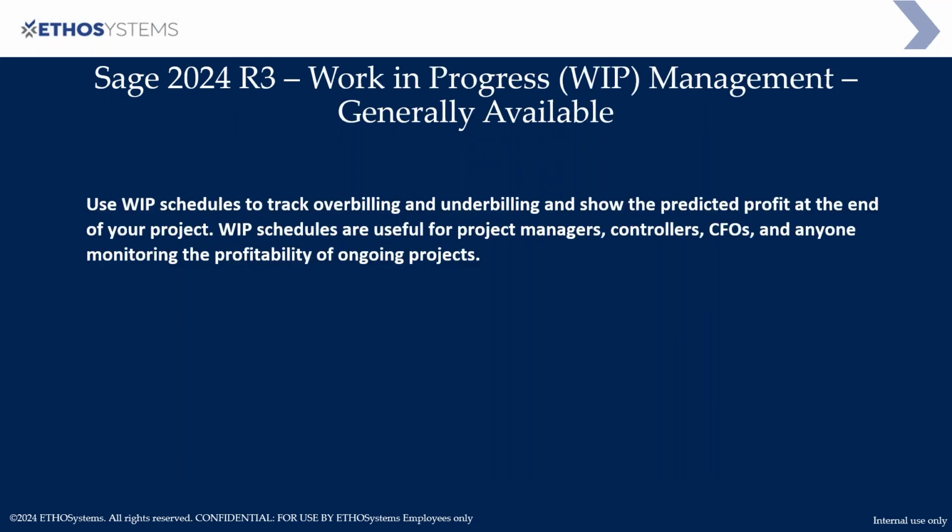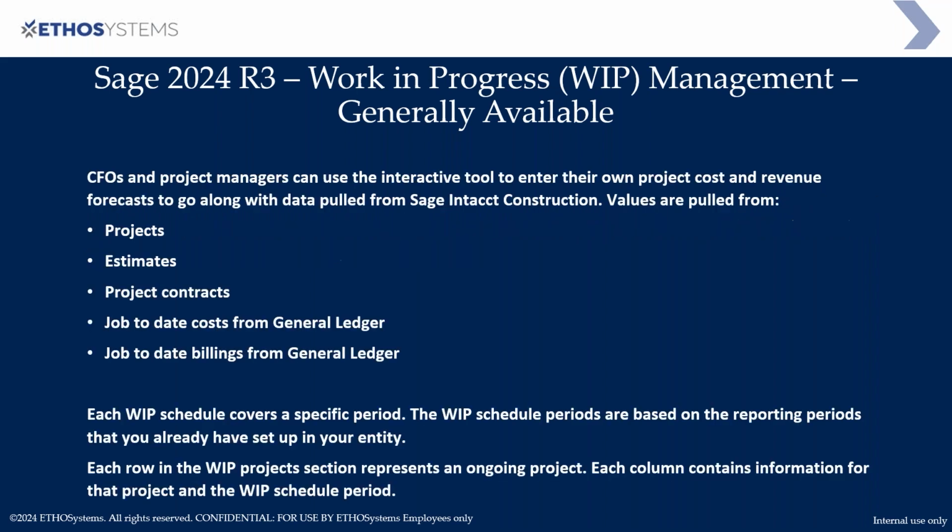The next thing I mentioned at the beginning of this PowerPoint presentation, or the beginning of this webinar, is that WIP management is now generally available. So what this basically means is that you can put in there to track your over and under billings, show predicted profit at the end of your project, things like that, and it's going to create the journal entries for you at that point in the system, and then reverse them out so it accrues any of the WIP processes at the end of the reporting period.